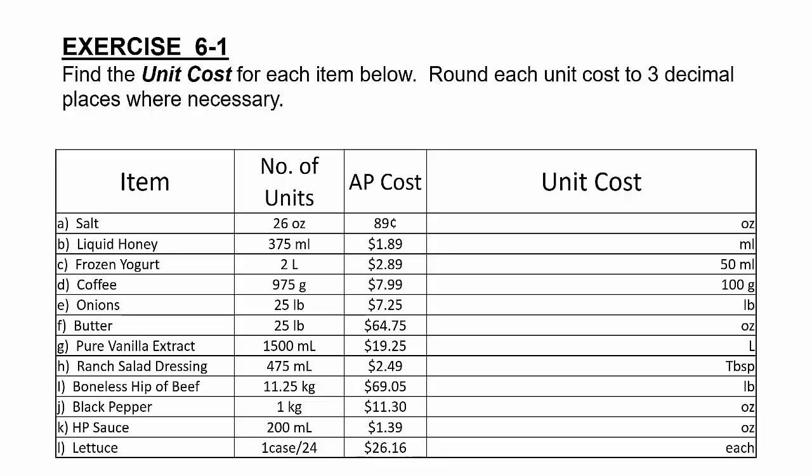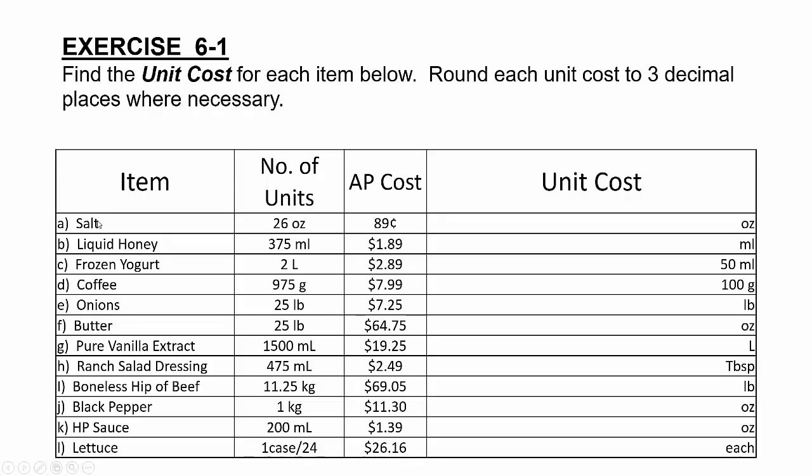Here's a list of a bunch of ingredients that we've bought. You can see that the question says let's calculate the unit cost, and they want us to round each unit cost to 3 decimal places where necessary. Reading the instructions, relatively important thing. So let's take a look.